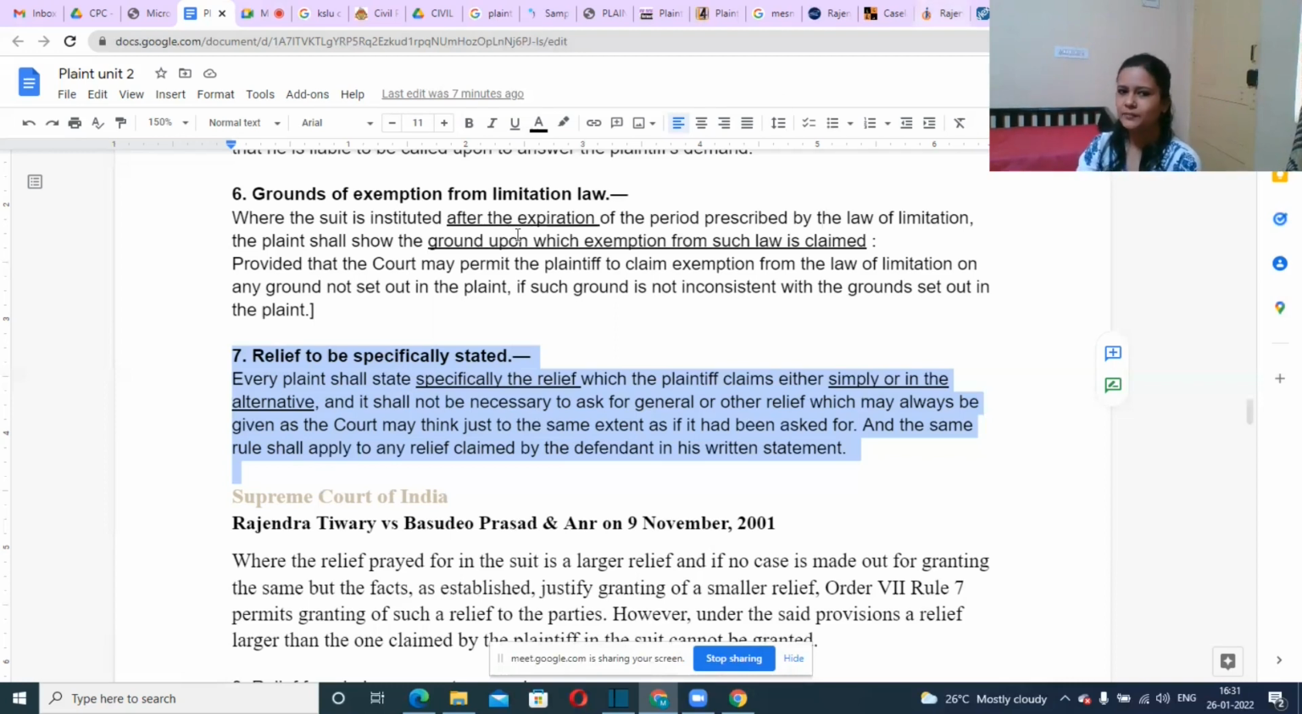That basically indicates that whatever is sought for, only that can be provided, nothing more than that. So the court may ask parties to make changes in the plaint and mention those reliefs as well.